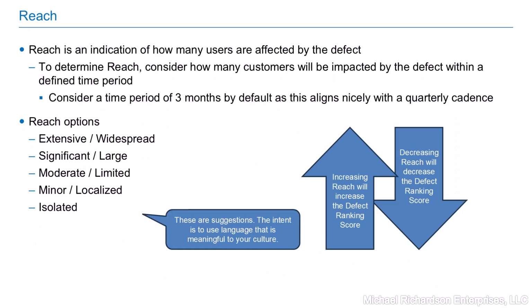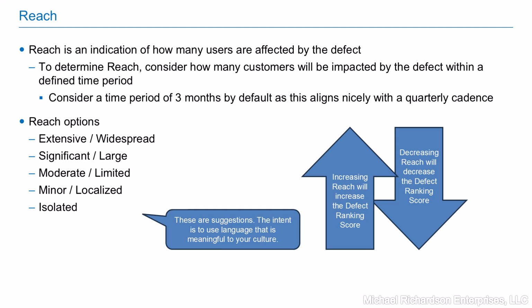Reach is an indication of how many users are affected by the defect. Because it is unlikely that every user or customer would use an application feature or solution capability in the same way every day, the reach of a defect is likely different day by day. To have reach be a meaningful value, establish a time period for estimation. How many users would encounter the defect during the next month, the next 3 months, the next year? Choose a time period that aligns well with your planning cadence so that the defect ranking score is meaningful at the start of each planning cycle.